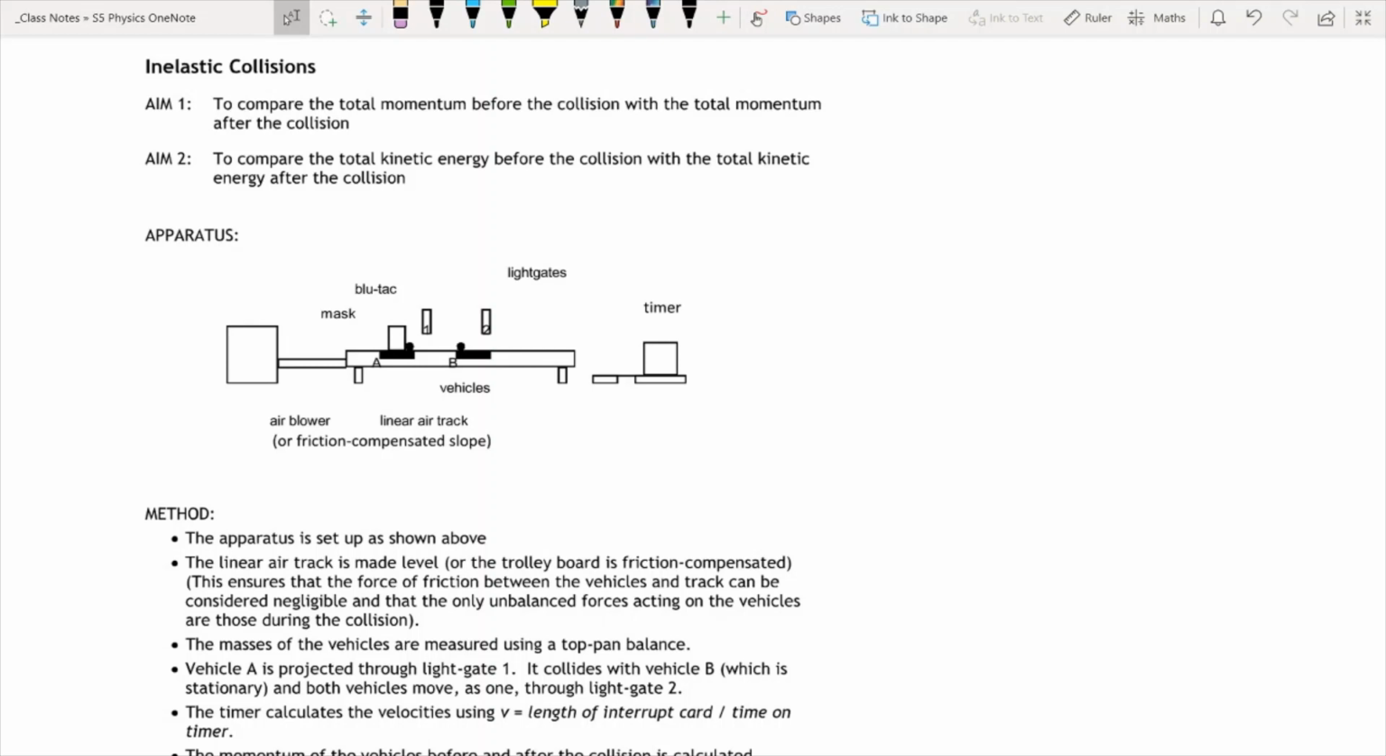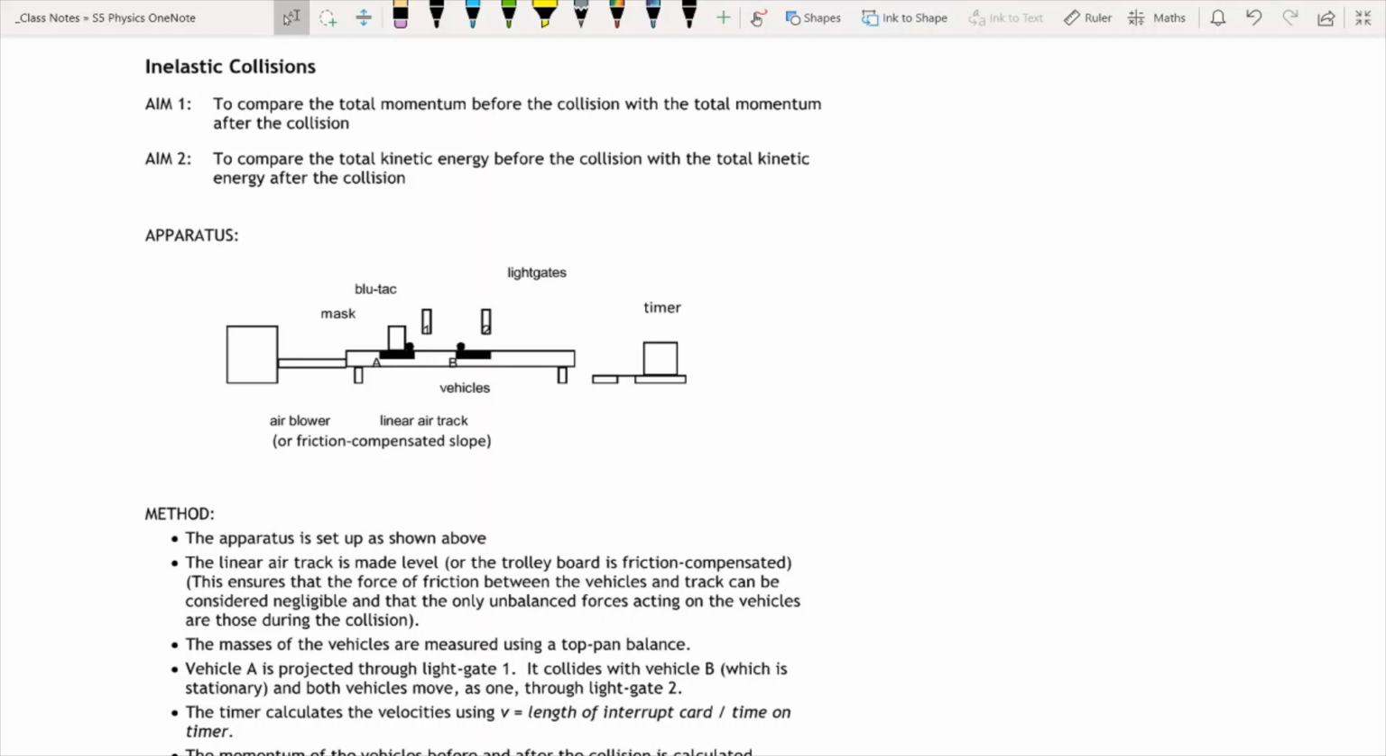Normally I would be getting you guys to come up and have a go at the linear track. Unfortunately, we can't share any equipment at the moment, so I'll just be showing you what the types of collisions are. So there are 3 types. There's inelastic, there's elastic, and then there's explosions.